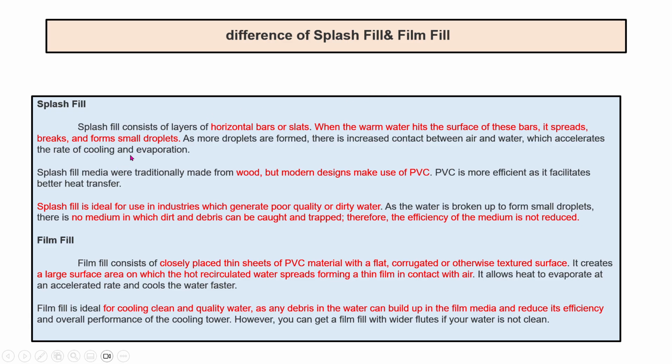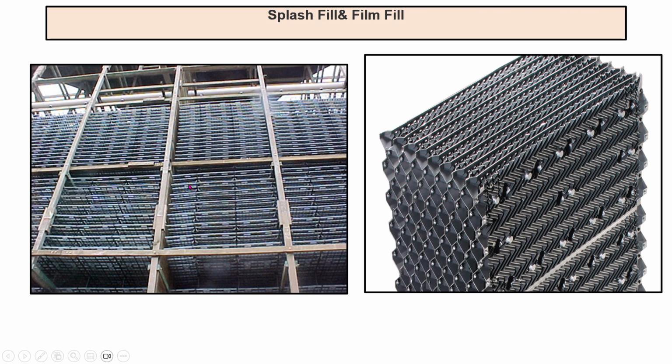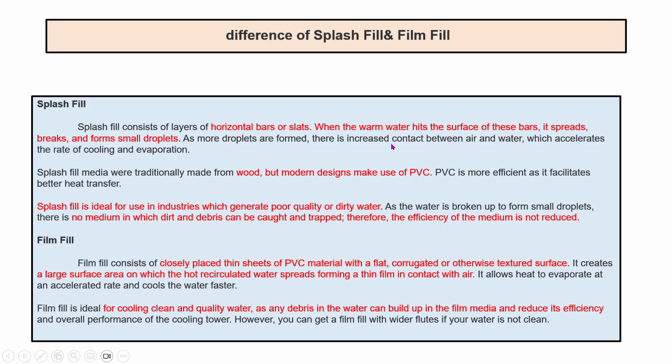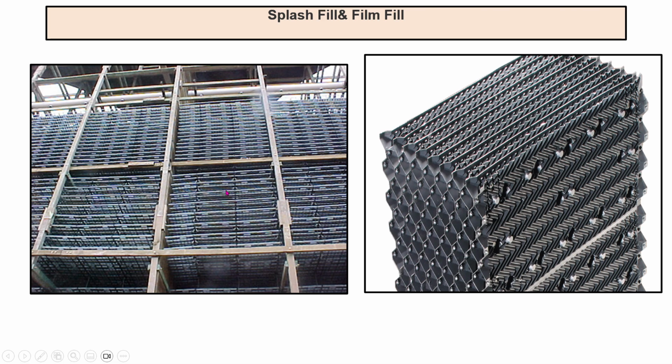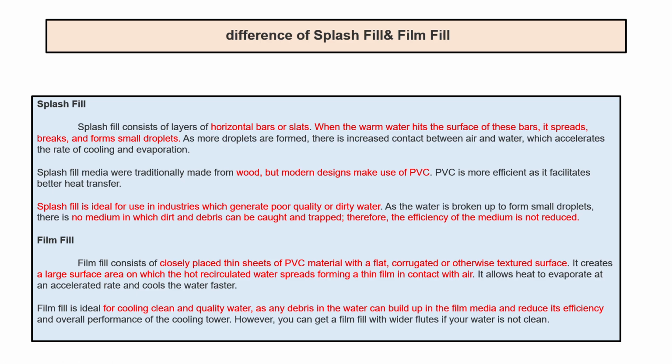Now the differences. The splash fill consists of layers of horizontal bars and slats that you have seen. When the warm water hits the surface of these bars, it spreads, breaks, and forms smaller droplets. As more droplets are formed, there is an increase in contact between air and water, which accelerates the rate of cooling and evaporation. Therefore, the rate of cooling and evaporation will be more.